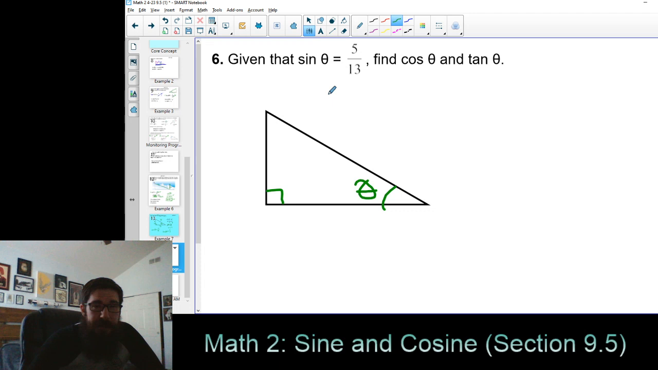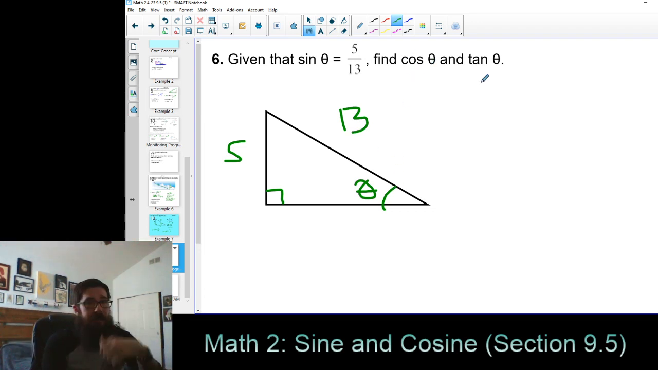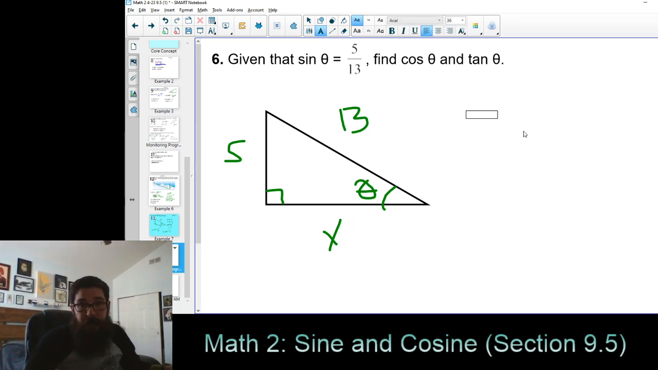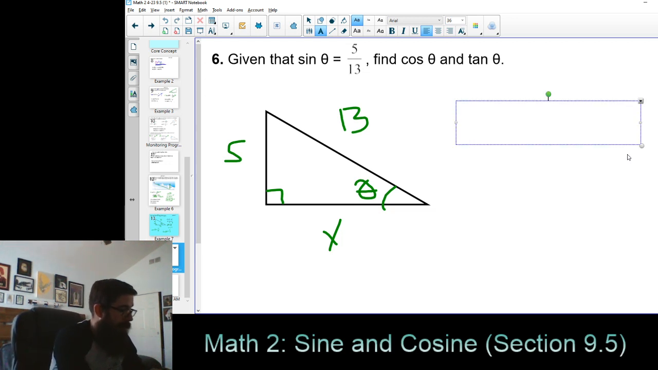Since we know sine theta is 5/13, and it's opposite over hypotenuse, my opposite side is 5 and the hypotenuse is 13. Find cosine and tan. Cosine is adjacent over hypotenuse. Tangent is opposite over adjacent. I have to find this adjacent side, so I'm going to set x as my variable and use a little Pythagorean theorem. I'm going to have x squared, because it's one of the legs, plus 5 squared, because it's the other leg, is equal to 13 squared.